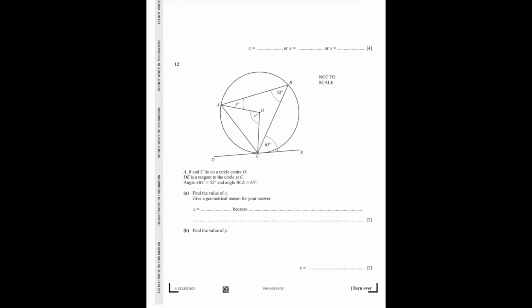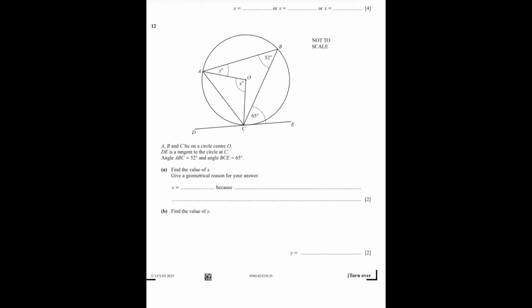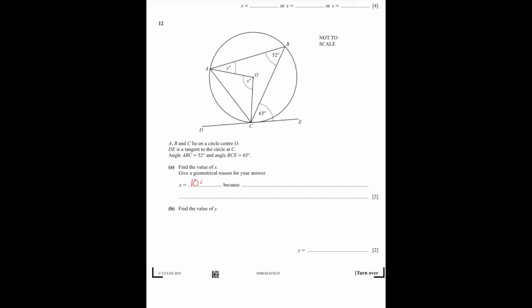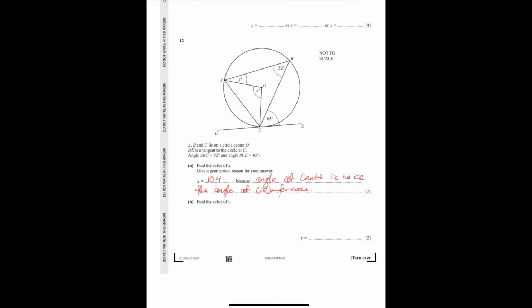All right, so we have an interesting circle theorem here again. So let's see how we can do this. If you have any question, make sure you send it. So circle theorem. For this, obviously you should know this is 52 times 2. So x is 104. So angle at center is twice the angle at circumference.